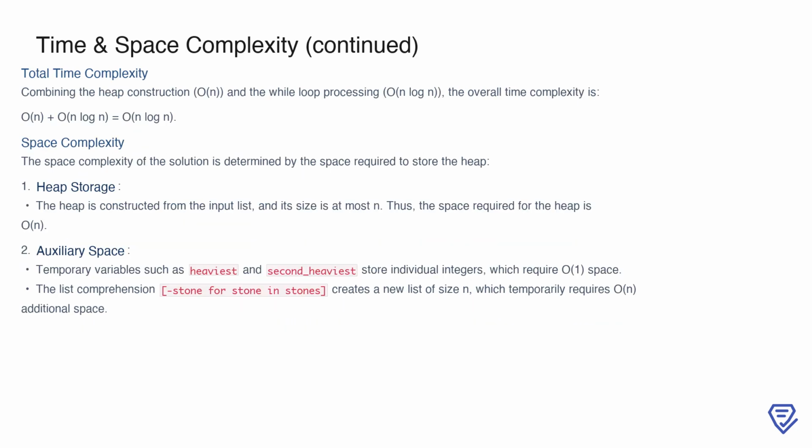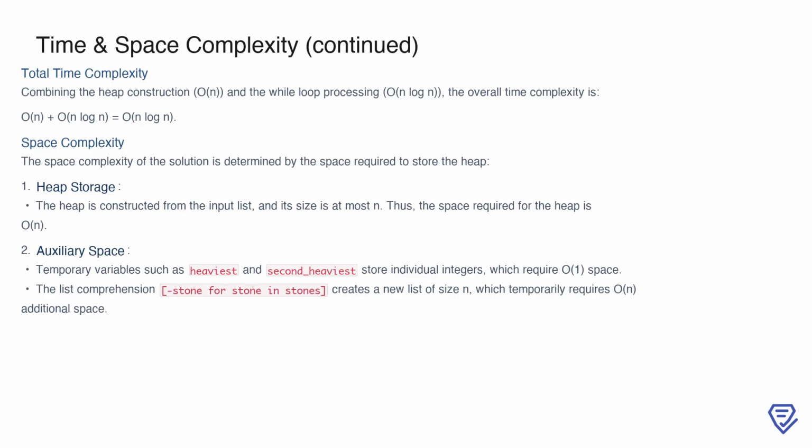Now, when we combine the time complexity of the heap construction, which is n, with the time complexity of the while loop, which is n log n, the overall time complexity becomes n plus n log n. Since n log n dominates n, the total time complexity is n log n.